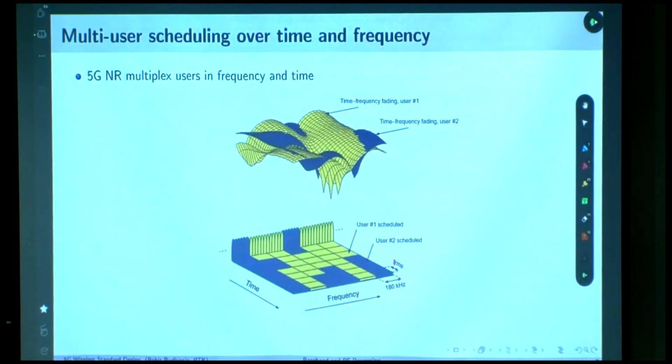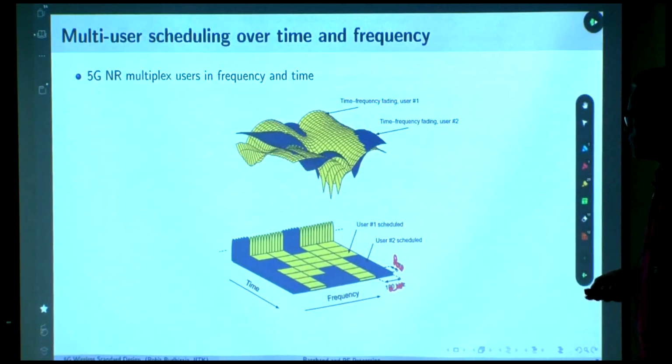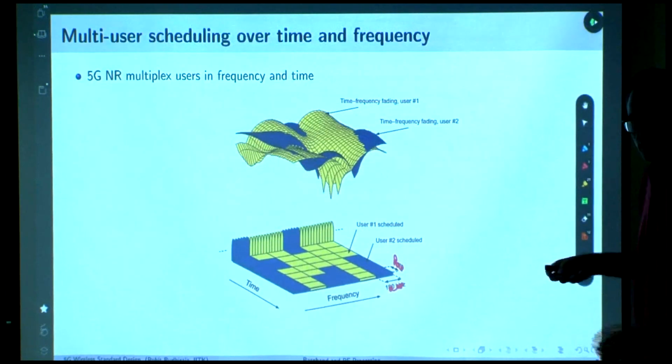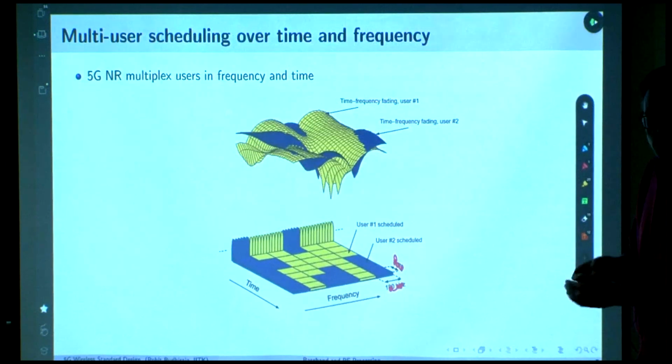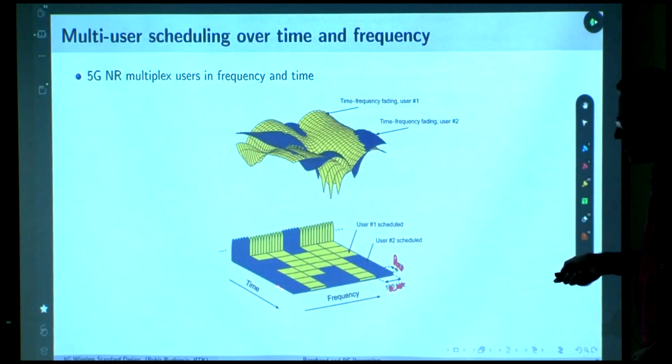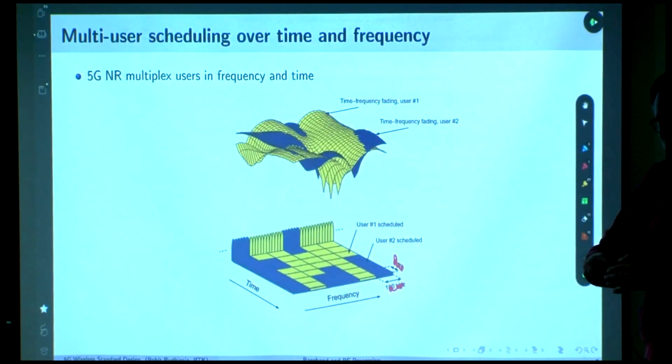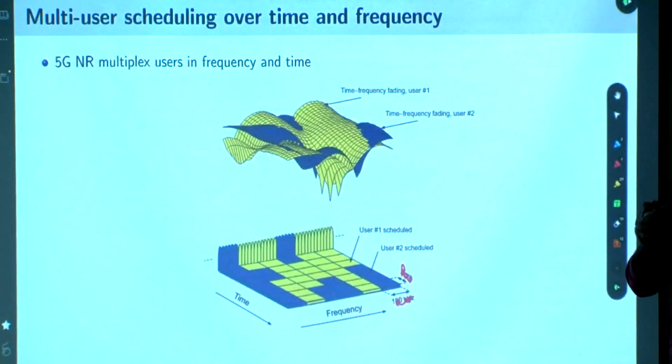So what is happening here? This yellow is where user 1's channel is better. Blue is where user 2's channel is better, over these PRPs at this time. So users need to be fitted in this 2-dimensional grid. And who is making all these decisions? As I said, the MAC layer. And what does the physical layer get?